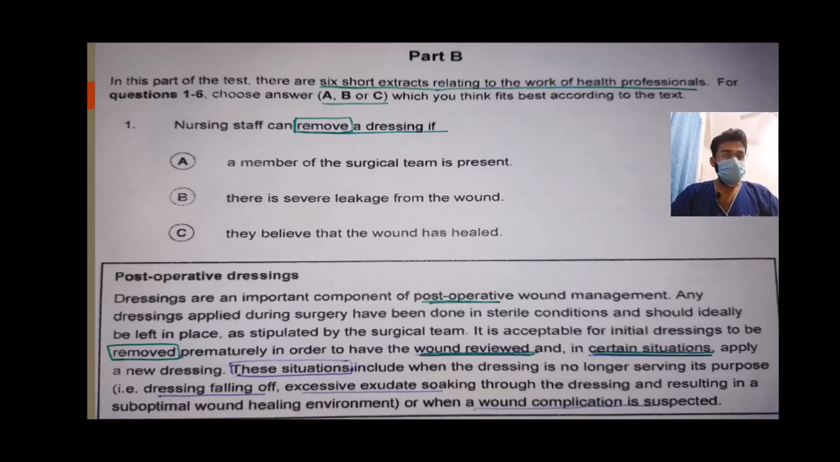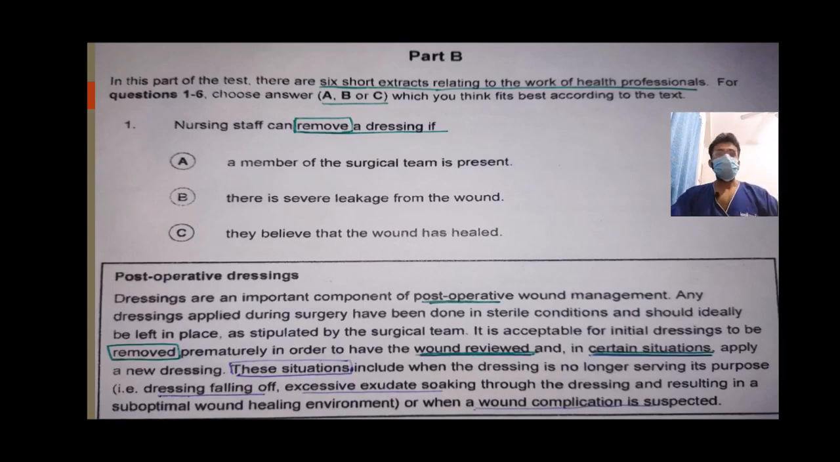Okay, and in certain situations. So what are the situations? These situations include when the dressing is no longer serving its purpose. So what are the purposes now? Dressing falling off, excessive exudate soaking through the dressing and resulting in a suboptimal wound healing environment, or when a wound complication is suspected. So we can remove a dressing when we have to review the wound, and when there are other conditions like the dressing falling off or excessive exudate from the dressing.